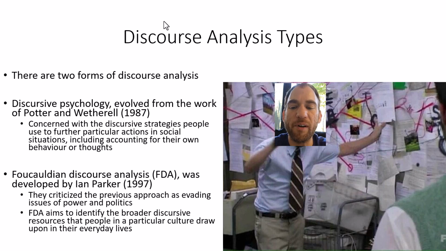There are two primary forms. The first, discursive psychology, evolved from the work of Potter and Wetherell in 1987. They were concerned with the discursive strategies people use to further particular actions in social situations, including accounting for their own behaviors and thoughts. And the Foucauldian discourse analysis, FDA, was developed by Ian Parker in 1997. They criticized the previous approaches for evading issues of power and politics. FDA aims to identify the broader discursive resources that people in a particular culture draw upon in their everyday life.